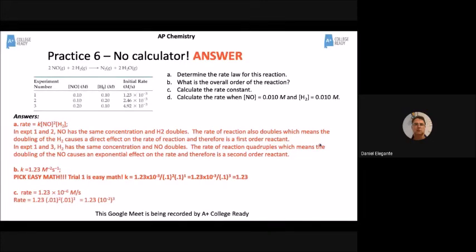Now, what about part D if I'd given you part D? When NO is 0.01 and H2 is 0.01, how could you solve that? Well, if you look at the rate law, the rate is what you want to know. The K, well, you already solved for that. The NO is 0.01. The H2 is 0.01. So if you have 0.01, 0.01, and the value for K, you can actually find the rate when you plug in that new set of concentrations.